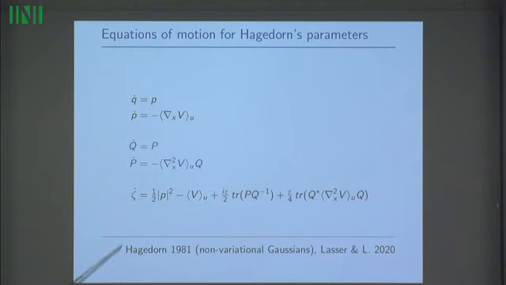And this was in an amazing work by Hagedorn, who considered non-variational Gaussians where you have point evaluations everywhere, and came up with these equations. That the variational equations really have this nice structure doesn't exist in the literature. But Hagedorn really is to be credited for this nice parametrization of Gaussians, which is really remarkable.